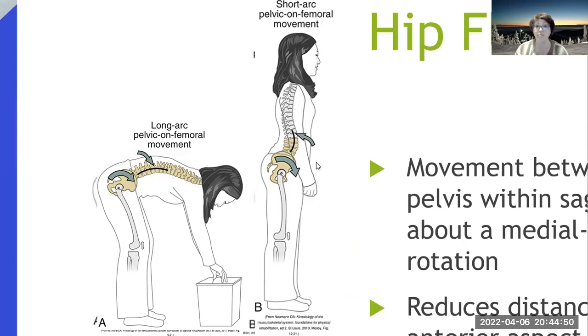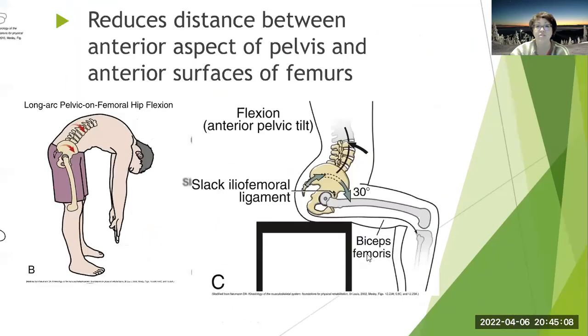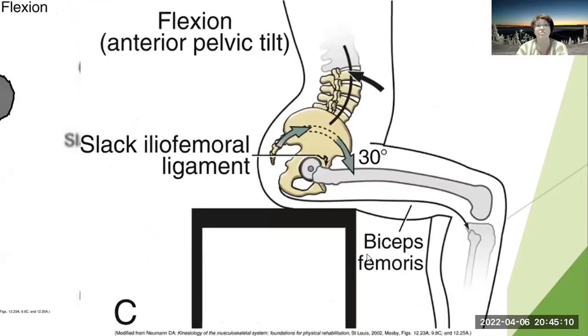So if you want to maximize lumbar extension, you want to have that short arc pelvic on femoral flexion, also known as an anterior pelvic tilt. So this shows it in standing, and then this shows it in sitting. So this is the short arc pelvic on femoral hip flexion.